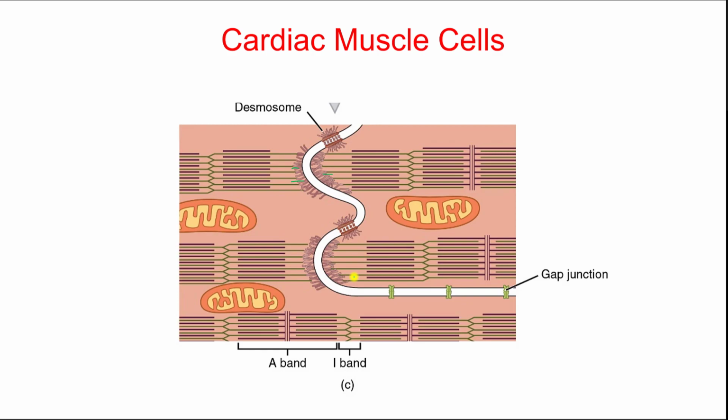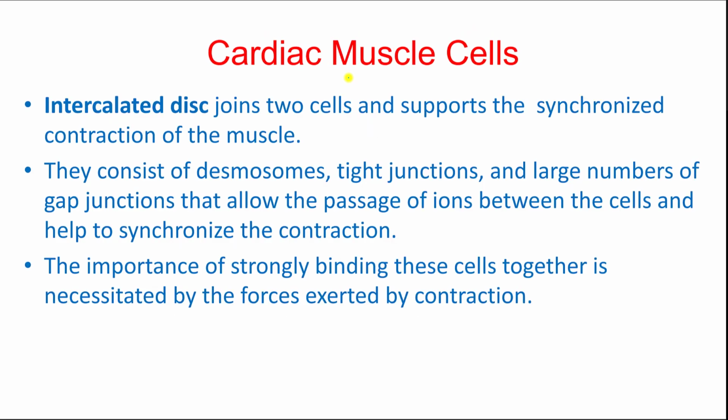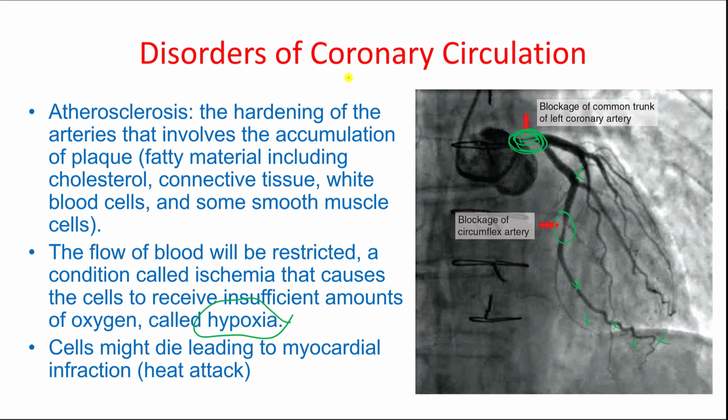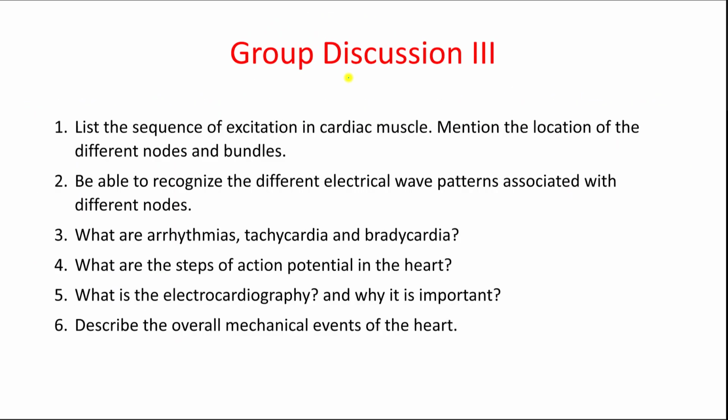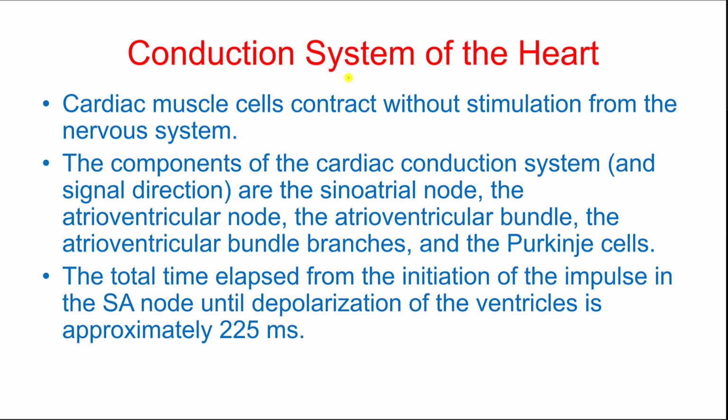Because sometimes those cardiac muscle cells have to pump fiercely, to produce very strong, powerful pumps. And if the connection between them is weak, they will tear apart, and that will cause the heart to explode, which is something we don't want. So that's for the cardiac muscle cells and the coronary circulation. I will stop here. In the following videos, we'll start talking about the physiology of the heart.